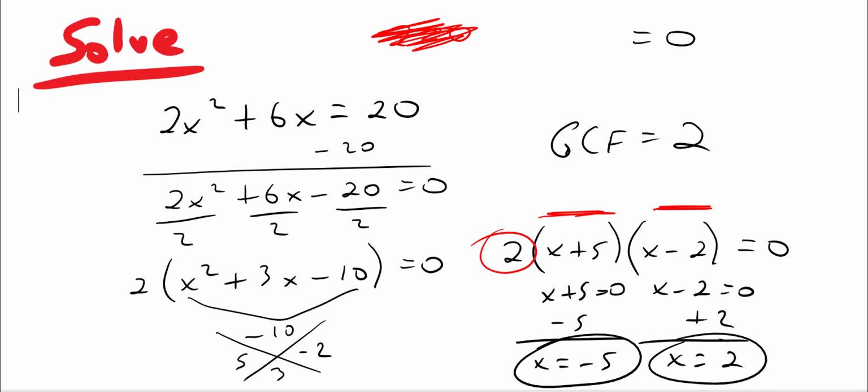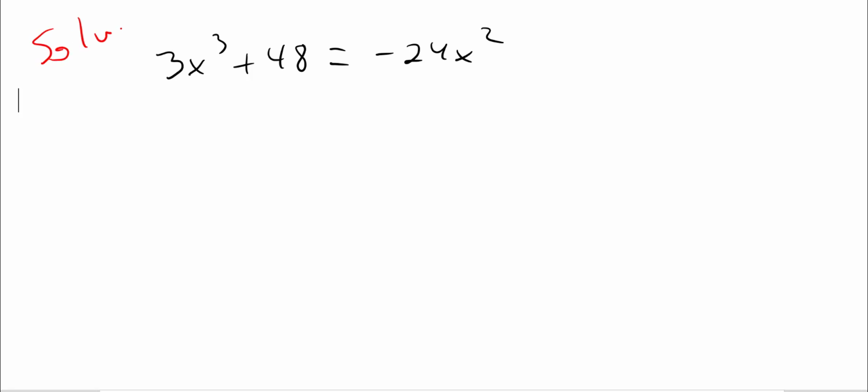Let's do one more. Okay, you know, like I said, it's good practice. All right. So again, this is probably going to be one of the more difficult problems here. So let's do it. 3x cubed plus 48 equals negative 24x squared. And what are the directions going to say? Solve. Okay. So this looks kind of scary. Okay. I'm actually a little scared right now too.